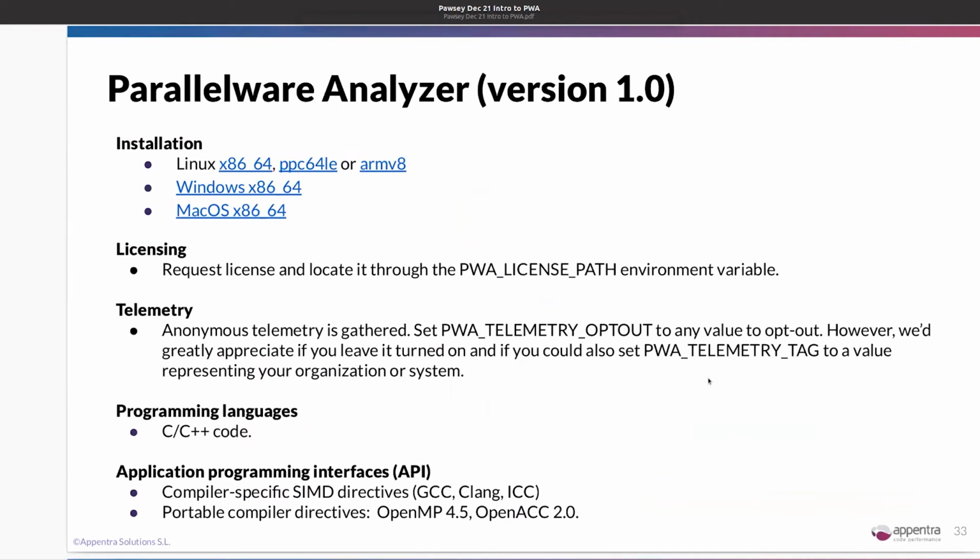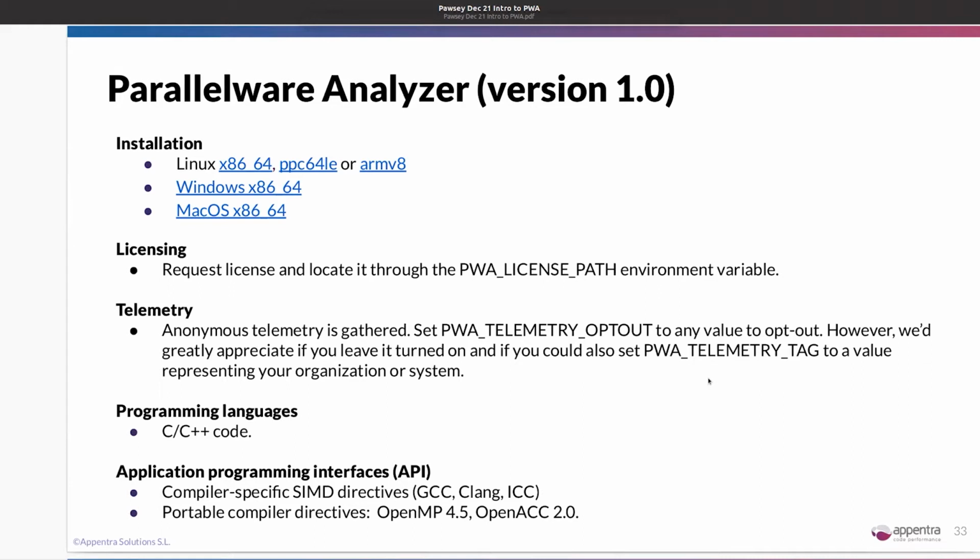Okay, so we have released Parallelware Analyzer version 1.0 just a couple of months ago, and we are about to release this month in December version 1.1. Essentially, Parallelware Analyzer is available for Linux, Windows, and Mac for the Intel architectures. And in the case of the Linux operating system, it is also available for Power and ARM processors.